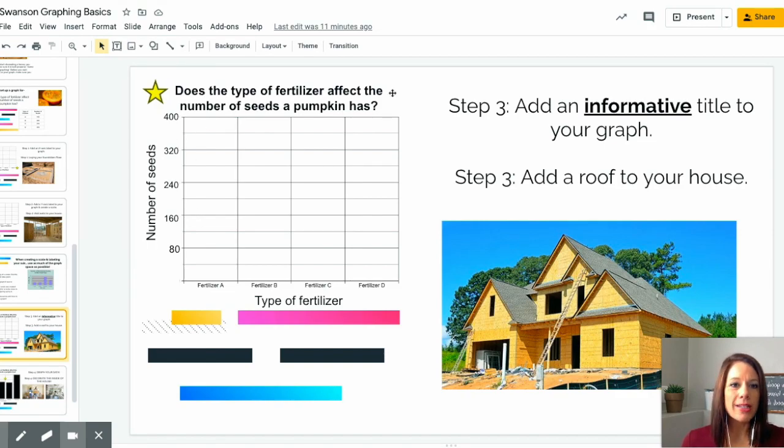So next thing is informative title. This is kind of like adding a roof to your house.